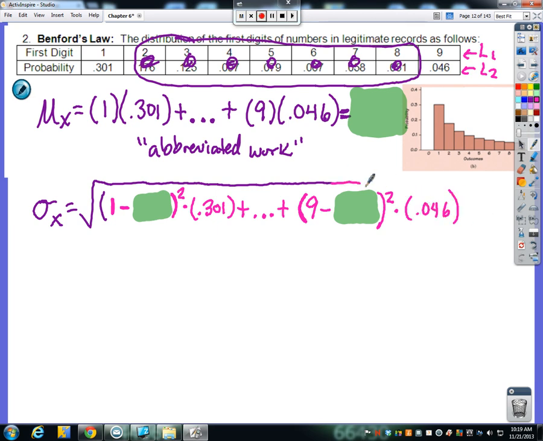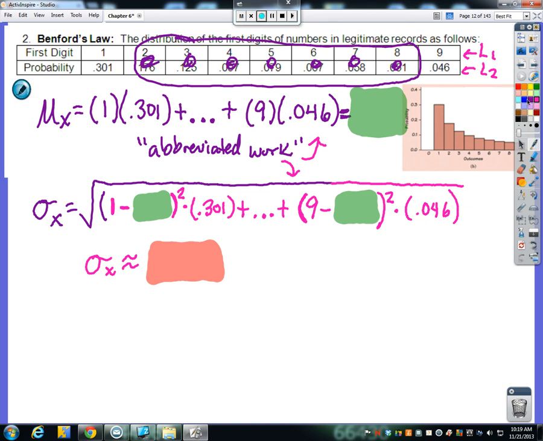0.046. So let's extend our standard deviation there, and we'll get that number here in a bit. So I'll just highlight this spot where we're going to put the standard deviation. So again, this is your abbreviated work for the mean up here. This is your abbreviated work for the standard deviation down here. Again, you only got to do the first part, the last part, and you can put plus dot dot dot plus in between. All right, so now let's use our calculator.